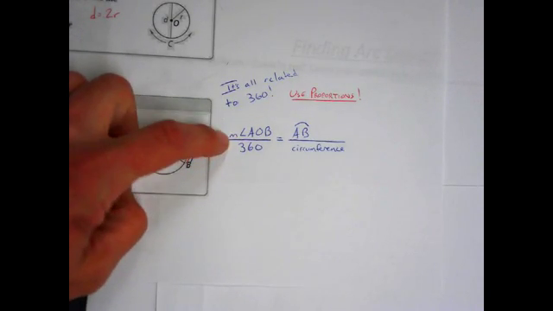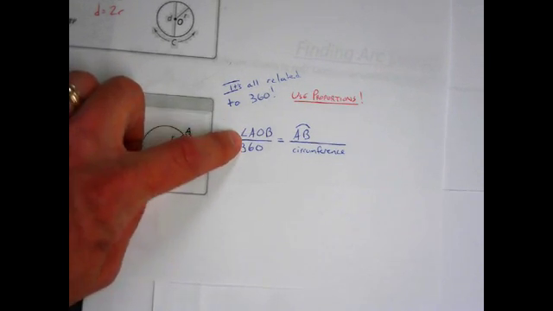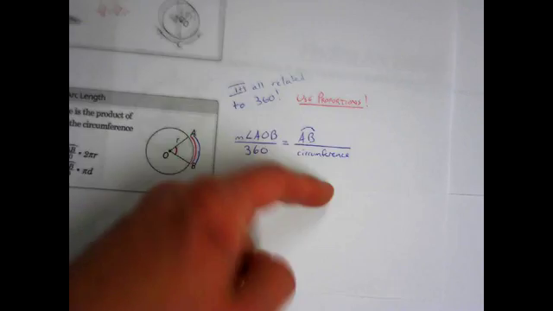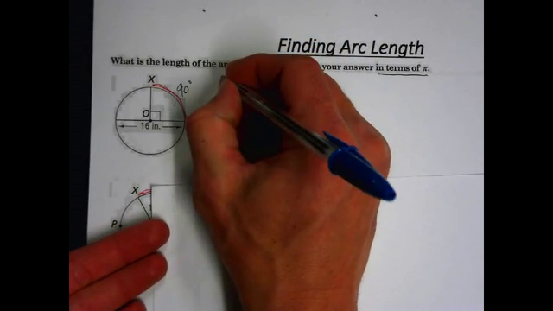Okay, so if we know that the central angle is out of the full circle, 360, then the arc we're looking for is out of the entire circumference. So we can think proportionality. The problem is we don't know the entire circumference. Well, we don't know it yet.